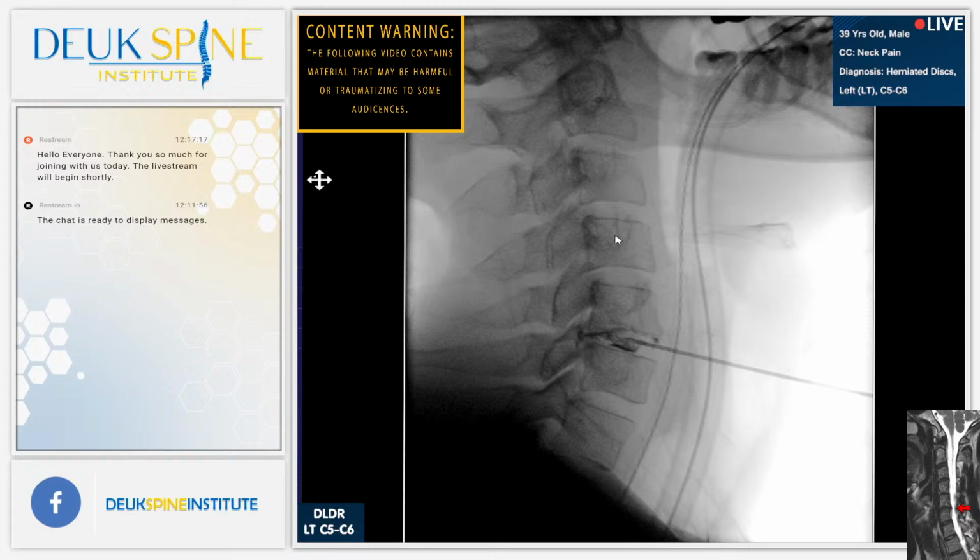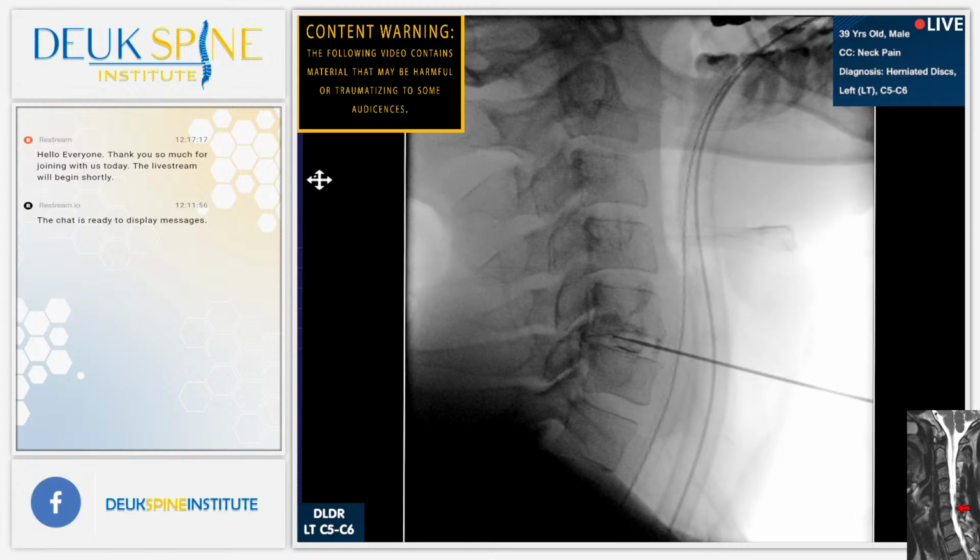Again, let's count. 2, 3, 4, 5, 6. So you can see the dye was injected in the middle. It leaked out through the tear in the back. That's why this patient has so much pain. Annular tear with a herniation posteriorly. Deuk Spine is the only center in the world that does this surgery. It's called the Deuk laser disc repair.